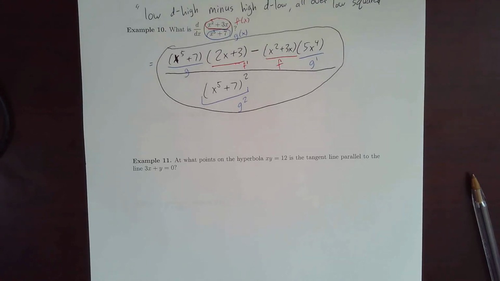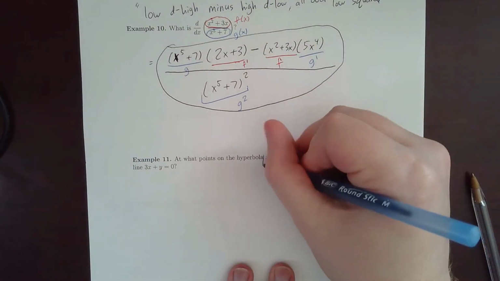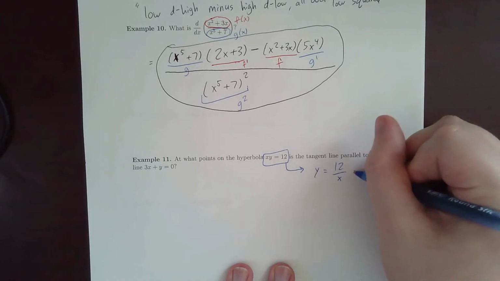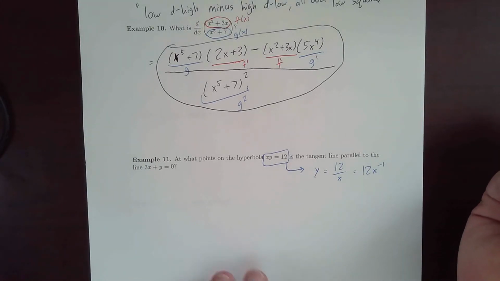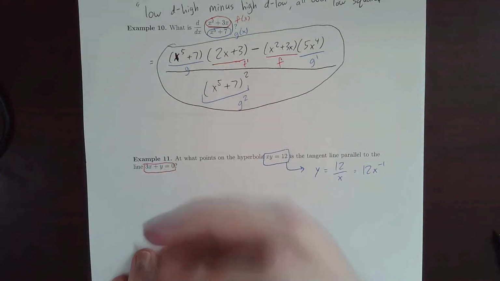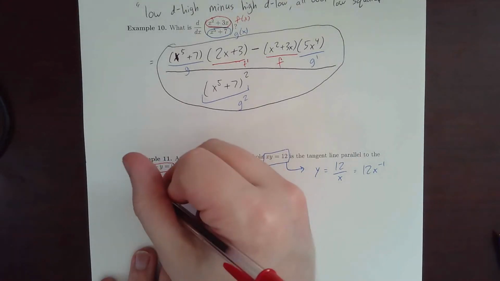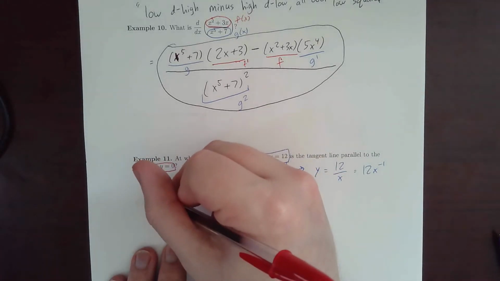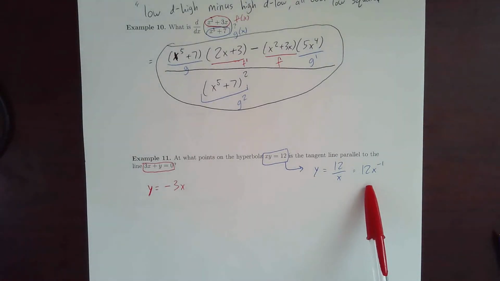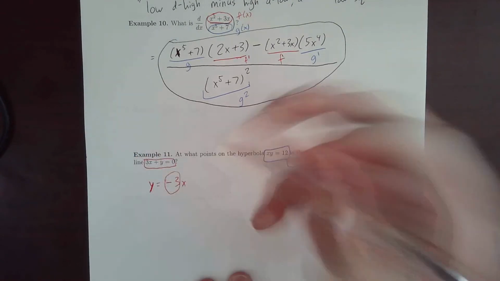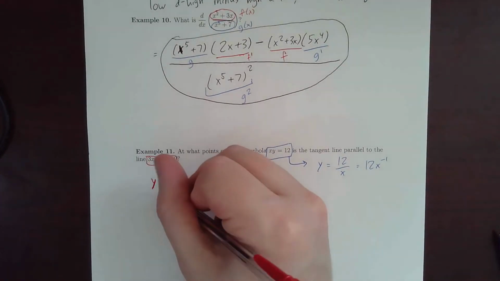And so we want to first go ahead and solve both of these for y. If we're given something like this, we'll rewrite it as y equals 12 over x, or 12x to the negative 1. And if we have something like this, if we solve for y, we'll have y equals negative 3x by subtracting over the 3x. And so we want to figure out where the tangent line of this equation has a slope parallel to this one. In other words, we want to figure out where the derivative of this function equals negative 3. So this is the slope.